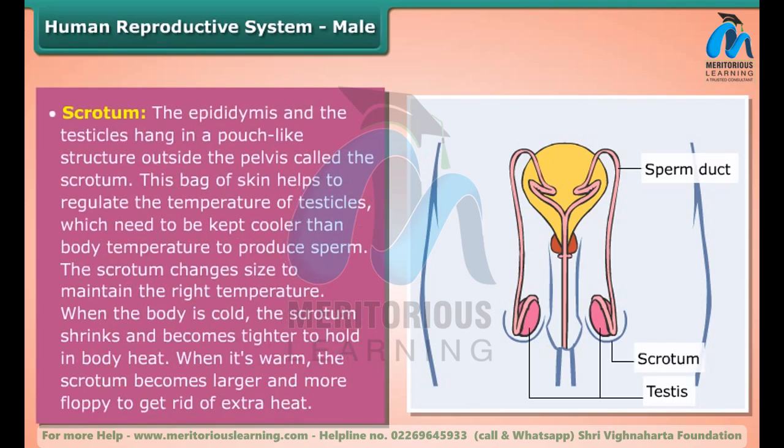Scrotum. The epididymis and the testicles hang in a pouch-like structure outside the pelvis called the scrotum. This bag of skin helps to regulate the temperature of the testicles, which need to be kept cooler than the body temperature to produce sperm. The scrotum changes size to maintain the right temperature. When the body is cold, the scrotum shrinks and becomes tighter to hold in body heat. When it is warm, the scrotum becomes larger and more floppy to get rid of extra heat.